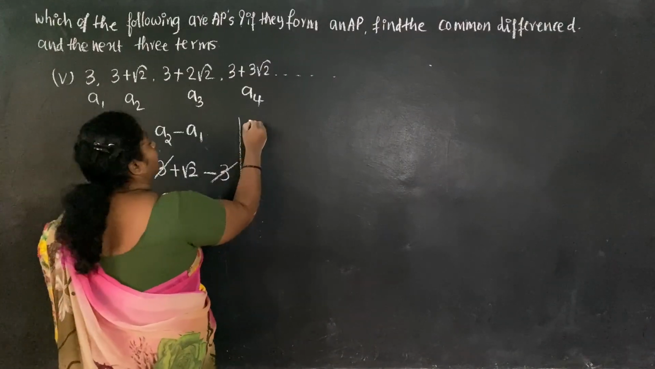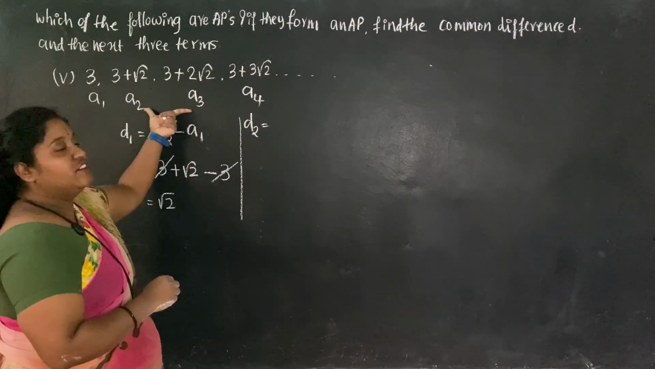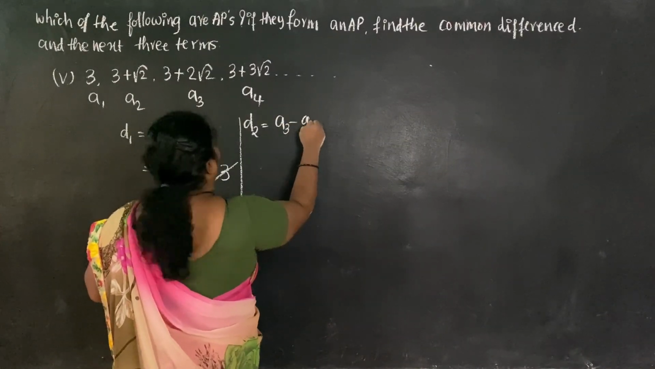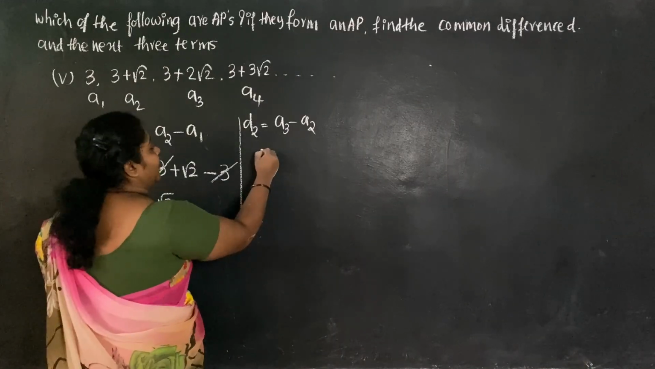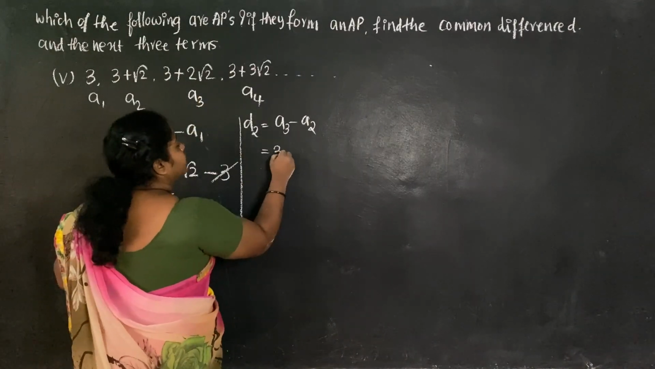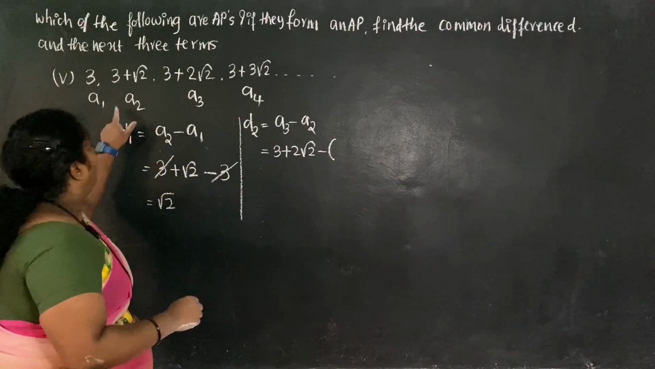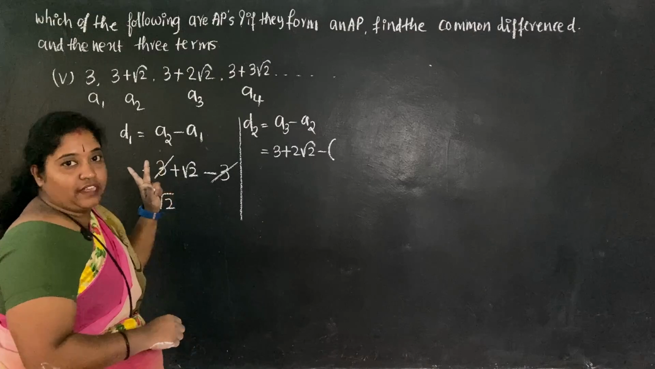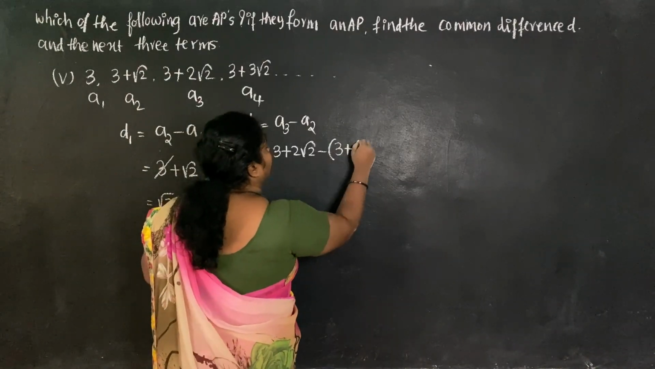Next, let me calculate the D2 value. How can I calculate the D2? D2 is the difference between these two, right? So I'll be writing here A3 minus A2. Now, what is the A3 value I'll be having, dears? 3 plus 2 root 2, and whatever the A2 value is, I am going to write inside the bracket because it is having the negative sign over here. So what is A2 value? I have 3 plus root 2.